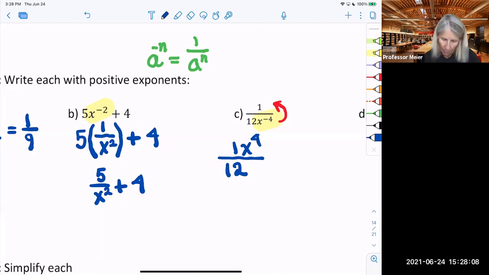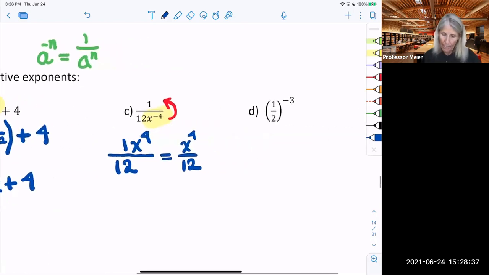Now, I don't need to keep the 1 there anymore. We can just write it x to the 4th over 12. That would be the better version of problem C. Okay, so notice the 12 stays on the bottom because the negative 4 does not belong to it. It only belongs to the x, unless there's parentheses or something to tell you that it belongs to it, but there's none here.